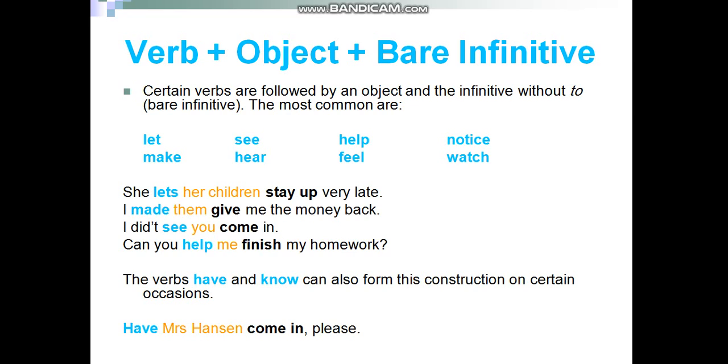For example, she lets her children stay up very late. I made them give me the money. I didn't see you come in. Can you help me finish my homework? The verbs have and get can also form this construction on a certain occasion. Have Miss Hassan come in, please.